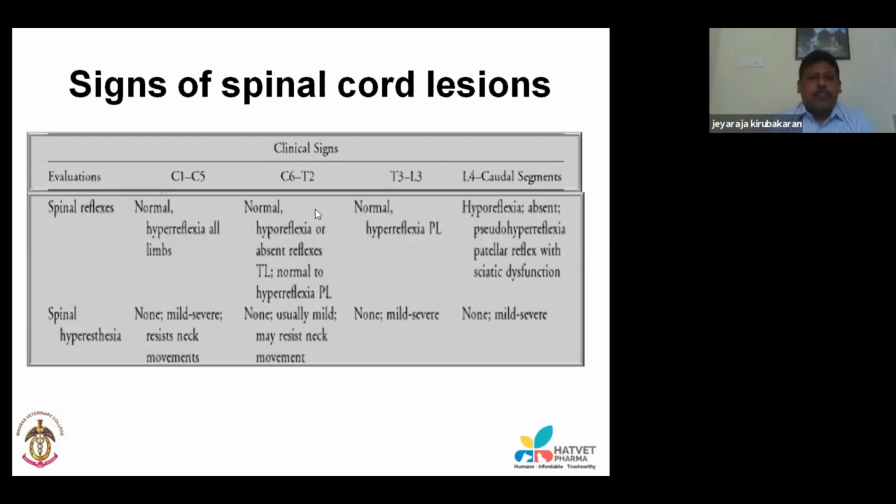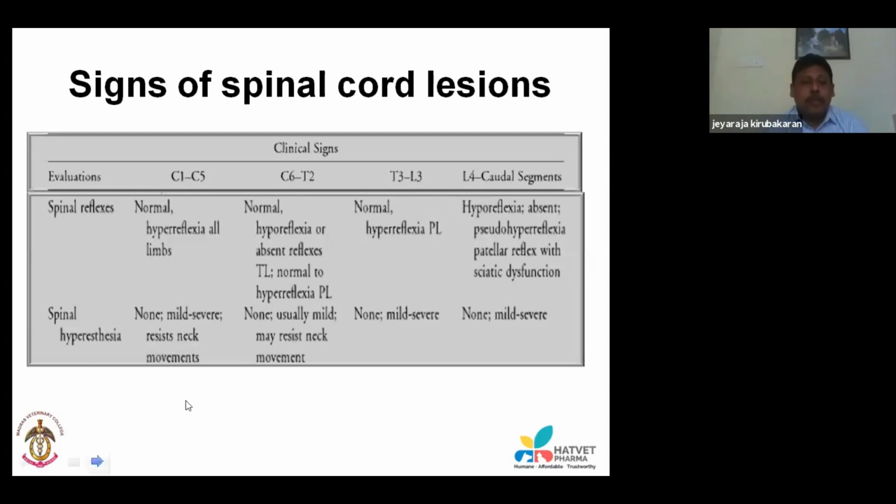Of course, this will have a hyperreflexia of spinal reflexes. This will have hyperreflexia in the forelimbs and hyperreflexia in the hind limbs. This will have hyperreflexia in the pelvic limb, that is the hind limbs, and this will have reflexes in the hind limbs. And sometimes you will have a pseudo hyperreflexia. It's a compensation. If one limb is very weak, the other limb will compensate. You may have pseudo hyperreflexia. It is involving the caudal segments.